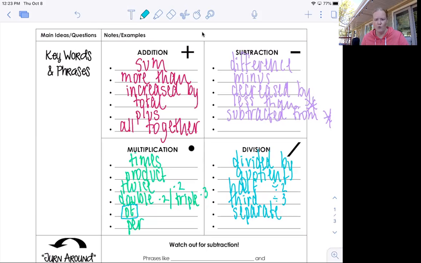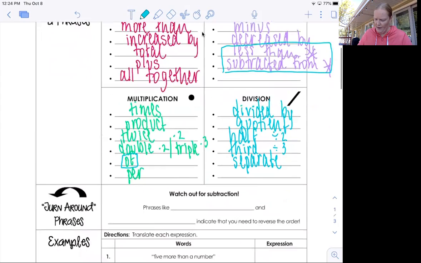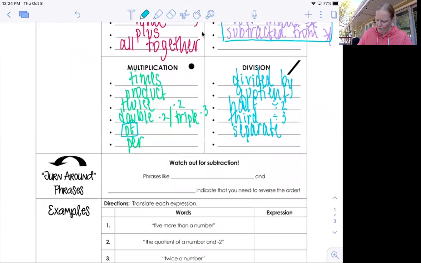Subtraction is usually the hardest one, and that's why I saved that for last. And then we're going to actually notice I put some asterisks by some of the words. So difference means subtract, minus means subtract, and decrease by means subtract. And so do less than and subtracted from. But those words actually are what we call turnaround words. So what they mean is you have to change the order in the problem for it to work correctly. So these are the ones that trip people up most of the time. So I'm just going to draw a little arrow down to this box here. And that's what we're going to talk about.